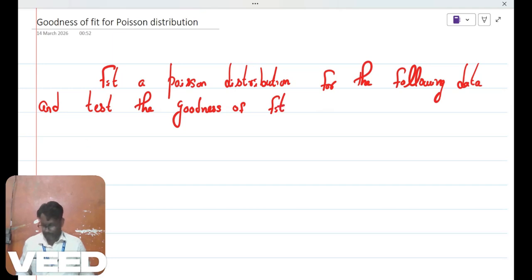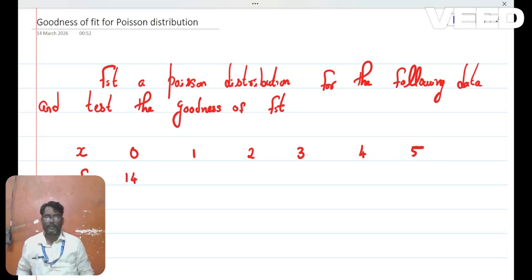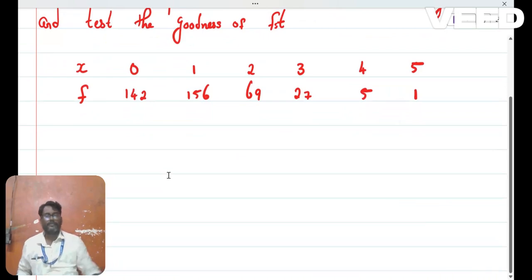So here the data are x, that is 0 to 5, and the corresponding frequencies are f: 142, 156, 69, 27, 5, and 1. First, we want to compute the mean. Solution.